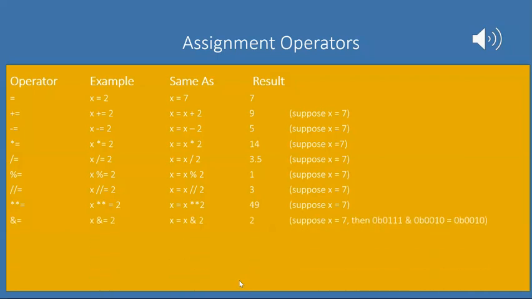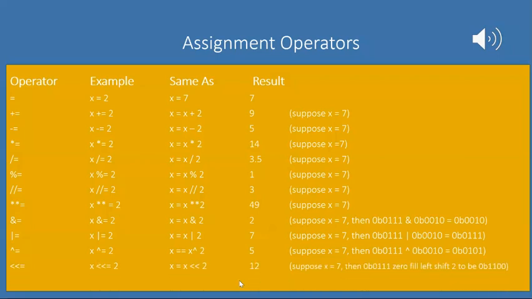ampersand equal sign is bitwise AND assignment. Vertical bar equal sign is bitwise OR assignment. Caret equal sign is exclusive OR assignment. Double less than equal sign is bitwise left shift assignment. Double larger than equal sign is bitwise right shift assignment.